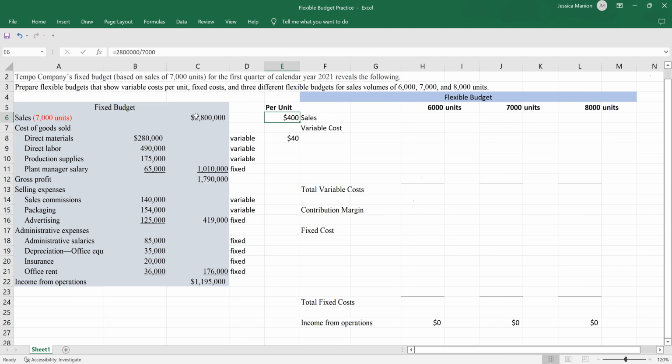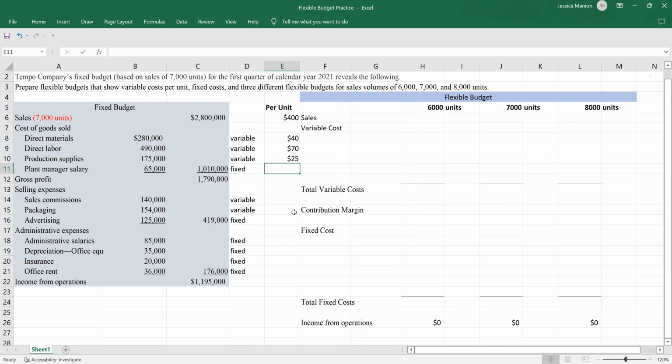Again, that's our 2.8 million in sales divided by the 7,000 units we sold, right? Direct materials, we want to break those down per unit. That's our 280,000 in direct materials divided by the 7,000 units we sold. So same thing for direct labor. So direct labor costs were 490,000 divided by 7,000 units. Direct labor is $70 per unit, right? Same thing with production supplies. Production supplies are 175,000 divided by 7,000 units means our production supplies are 25 per unit.